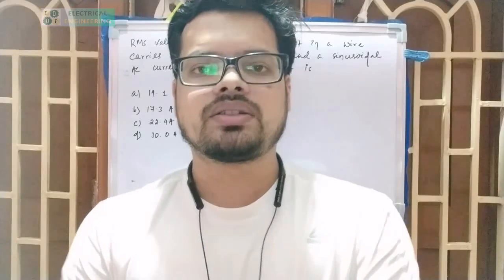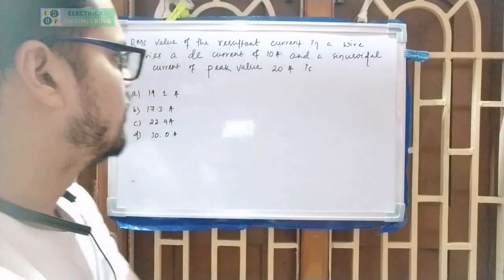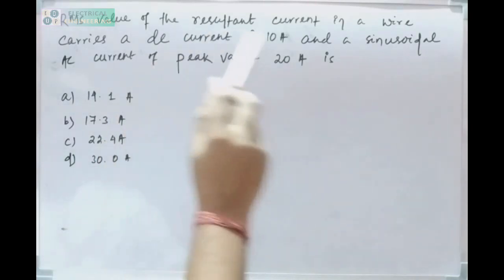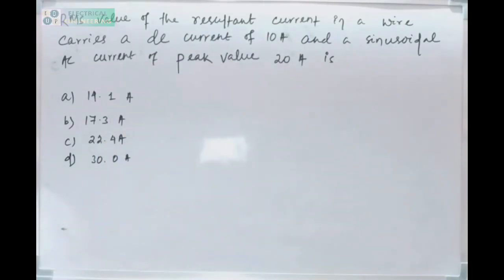In the last class I gave you one question as homework: the RMS value of the resultant current in a wire that carries a DC current of 10 ampere and a sinusoidal AC current of peak value 20 ampere. We studied the RMS value and the average value in the last class and solved around 8 questions, and this 9th question was homework. So let us solve this now.